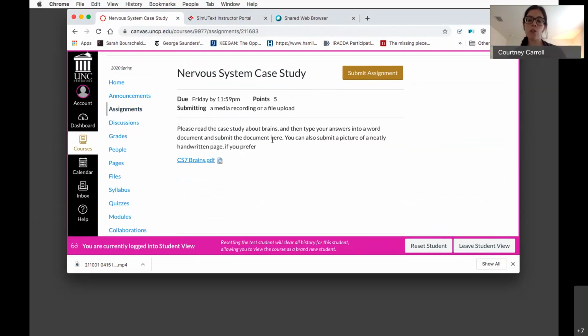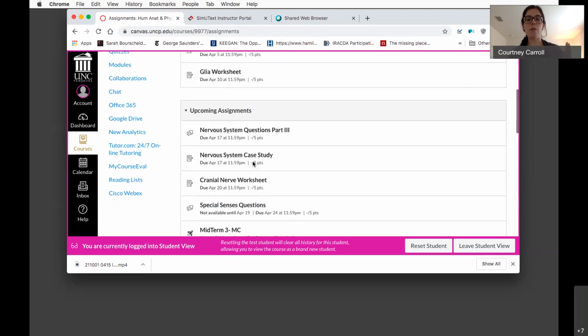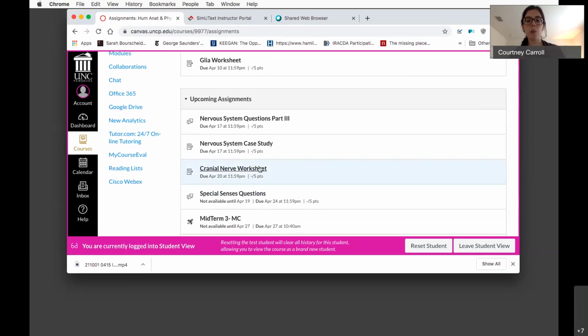And so what I want you to do is read the case study, and then there are questions in the case study, so type up your answers and then submit it on this page where it says submit assignment. Okay, so if you go back to the assignments page, the other assignment for this unit is the cranial nerve worksheet. This is basically just a giant chart where I want you to tell me the 12 cranial nerves, their number, their name, and then what they do. And make sure when you're doing the function that you also include some information about what kind of fibers they contain. Is it sensory, is it motor, or is it both?